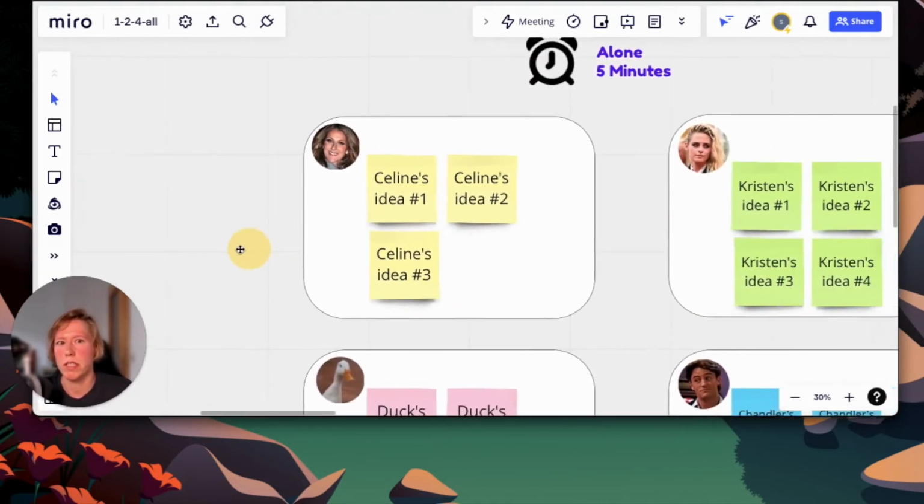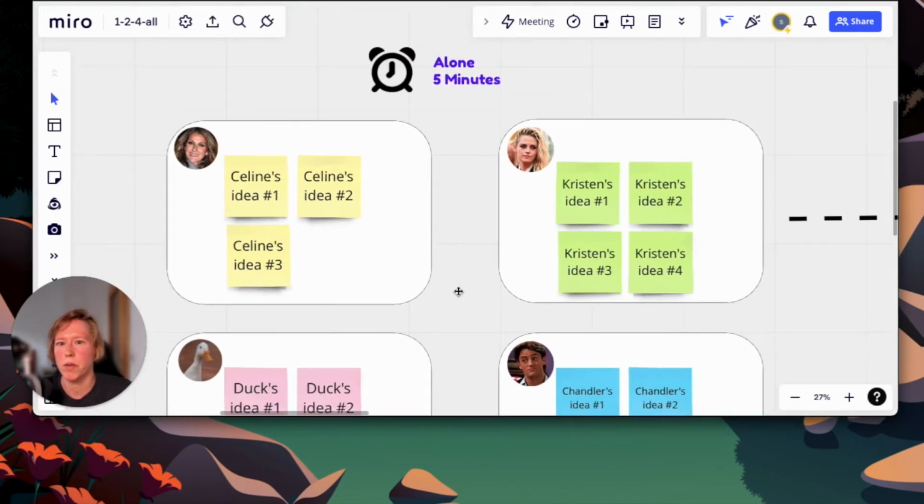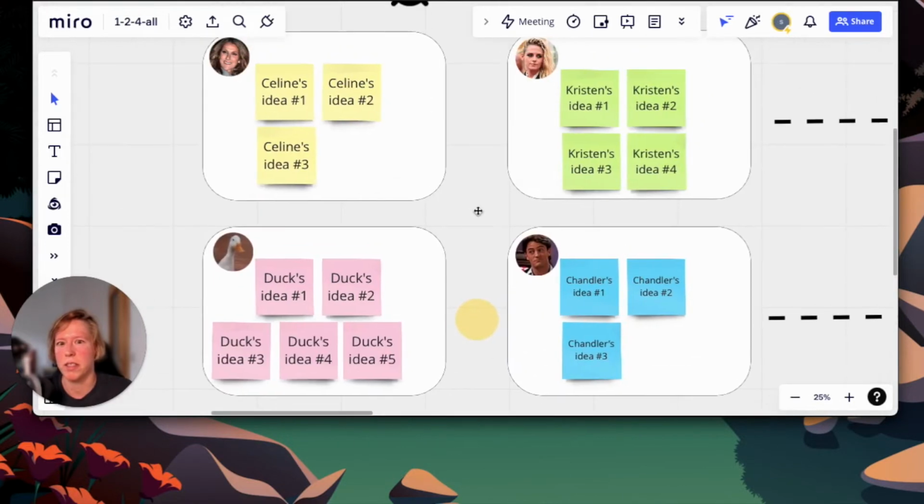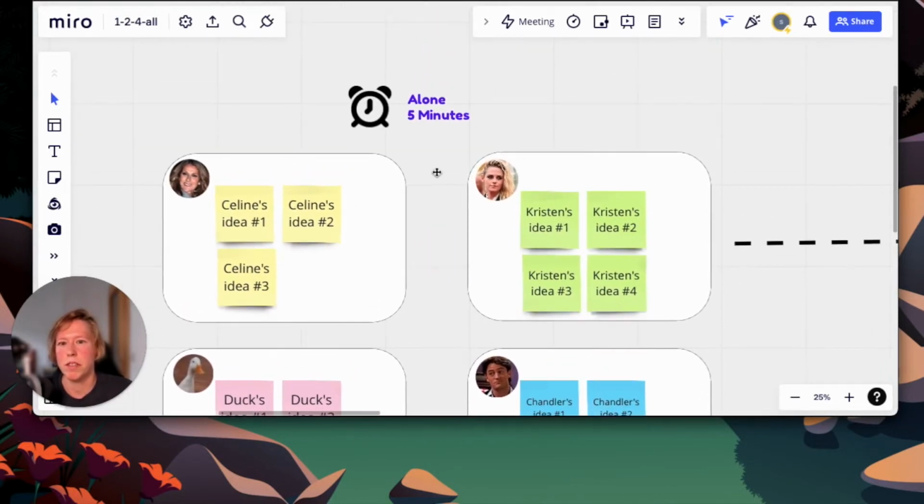So this could be something like this. Everyone came up with ideas. There are no restrictions. And after the 5 minutes, I would invite the participants to go together in pairs.